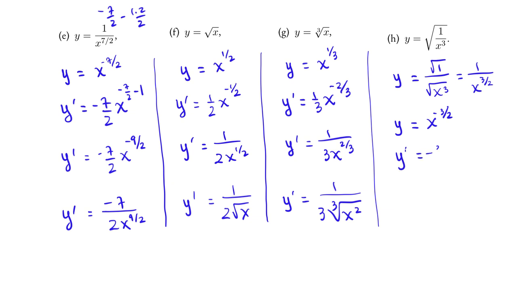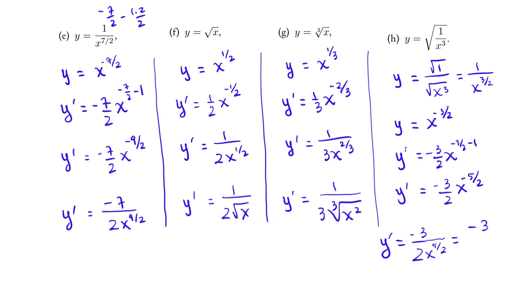Y prime equals negative 3 over 2 x, and then we lower negative 3 over 2 by 1. We take negative 3 over 2 minus 1. This is y prime equals negative 3 over 2 x to the negative 3 over 2 minus 1, which is negative 3 over 2 minus 2 over 2, which is negative 5 over 2. Rewriting this, we have y prime equals negative 3 over 2, and then we bring down x to the negative 5 over 2, which now becomes x to the positive 5 over 2 in the denominator. This is negative 3 over 2 times the square root of x to the 5th.